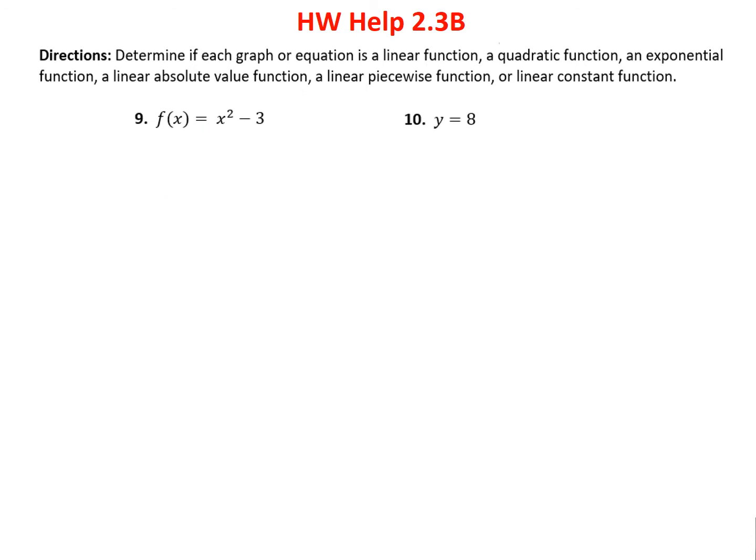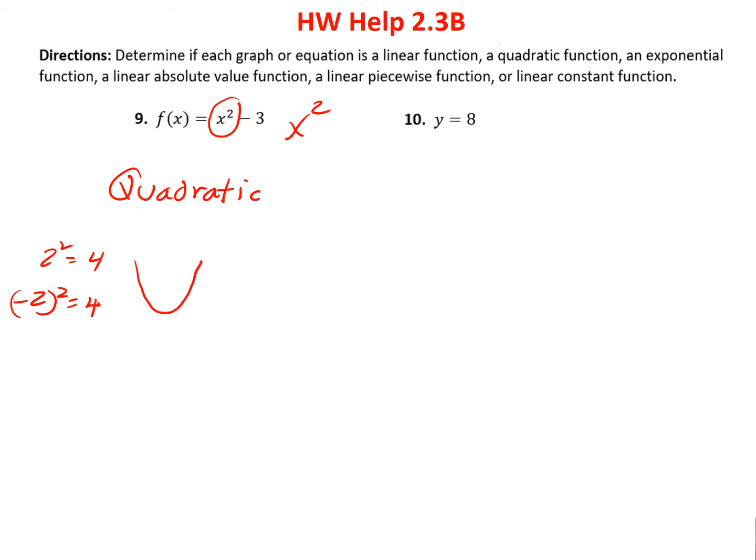Problem 9, find the x again, and notice that this time it's x squared. Whenever we have an x squared, this is the quadratic. It's a little bit like that linear absolute value, because every time there's an x squared, remember that 2 squared is 4, but so is negative 2 squared. And that's why you get this coming down this way and then going back up, because once you get to the negative numbers, they start being positive as well.